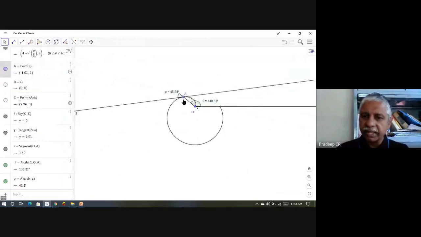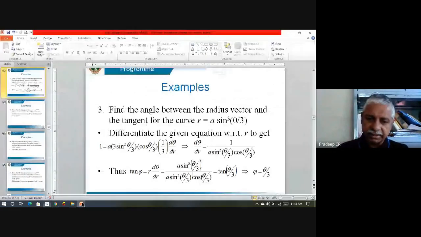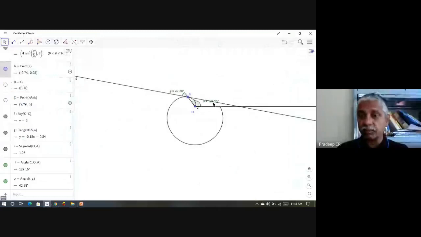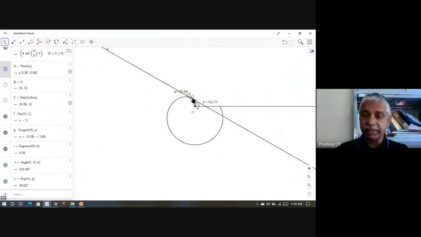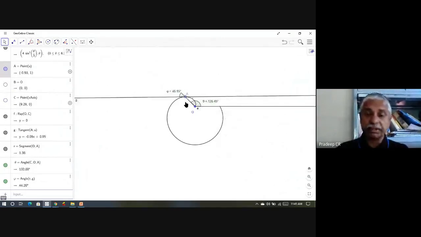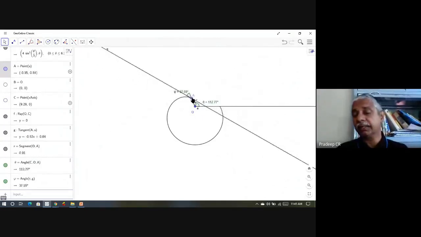I want to know how they are related. So I have given you already, the answer is here. Phi is theta by 3. Let us just check whether it is really true. You see theta is here 127.15, phi is one third of it. As you keep changing, yes, in fact, it does happen like that. Theta is 90 degrees, phi is 30 degrees. You can see that. So this is the geometric way of looking at what we have derived algebraically.